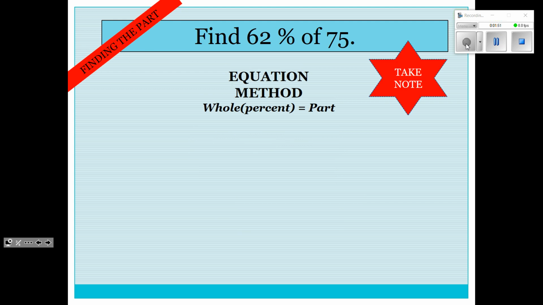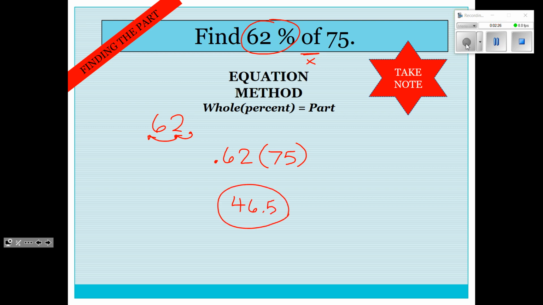Okay, 62% of 75. Again, we're going to take the 62%. The decimal on this number is at the end, so we move it 2 places to the left, and you would have 62 hundredths. Of means to multiply times 75. So it's just 62 hundredths times 75. Typing that into my calculator, 62 hundredths times 75, and you get 46.5. So basically we're just translating what we're reading into an equation and then using our calculators to figure it out.